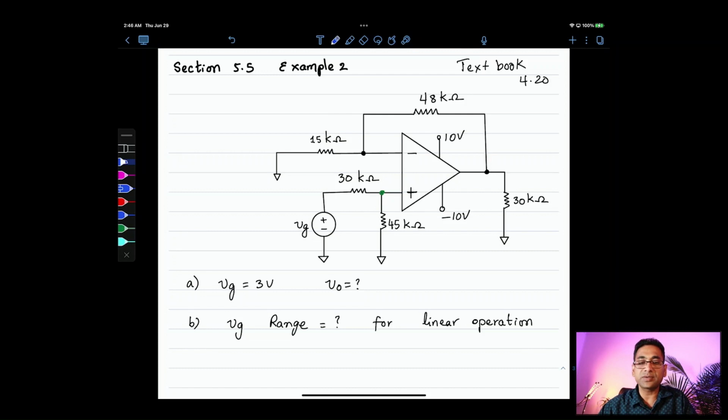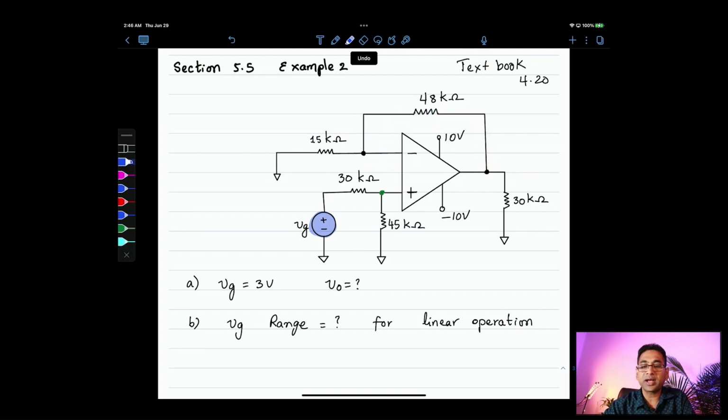Alright, let's do the next problem. It is still in section 5.5. It is a non-inverting configuration again, because if you look at it, the input is at the positive terminal, or the non-inverting terminal. Then of course there is this negative feedback configuration. The output is tied back into the negative input of the operational amplifier.